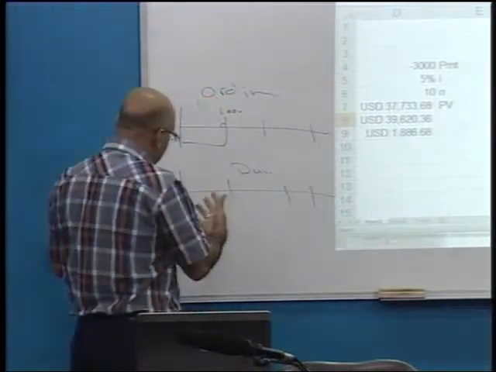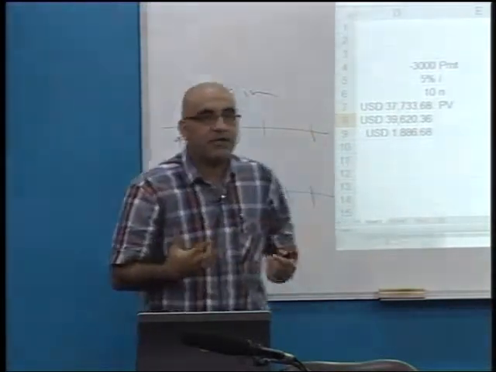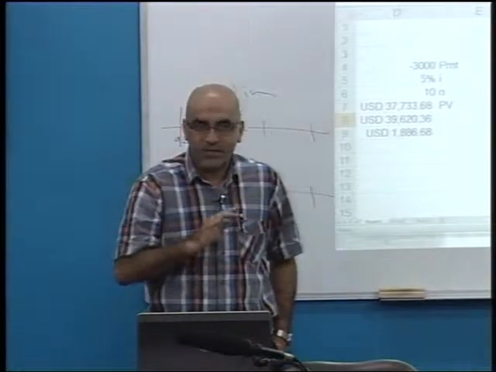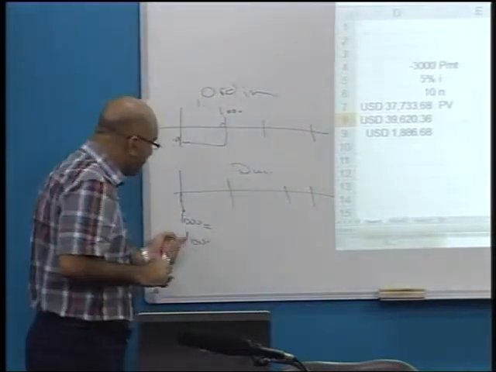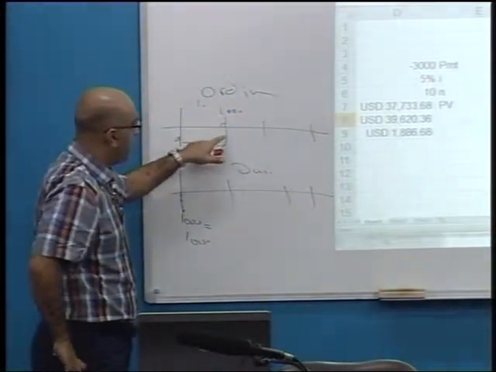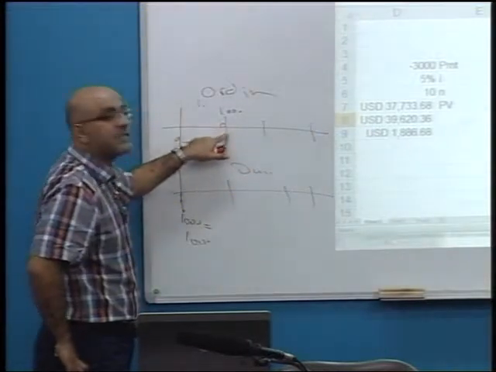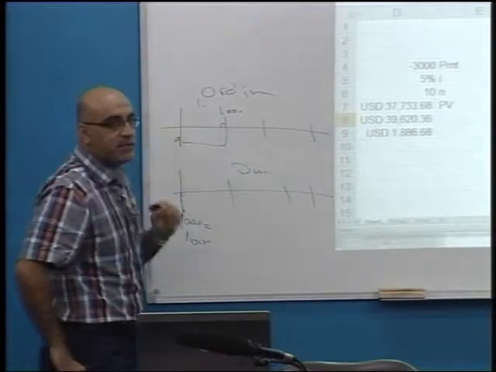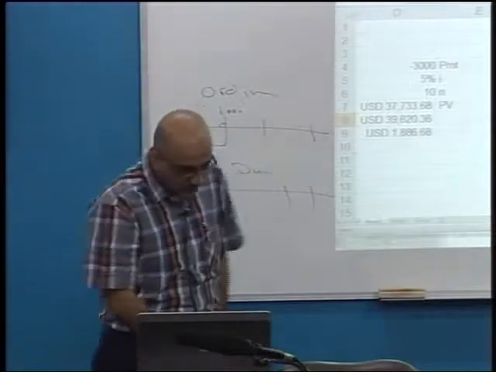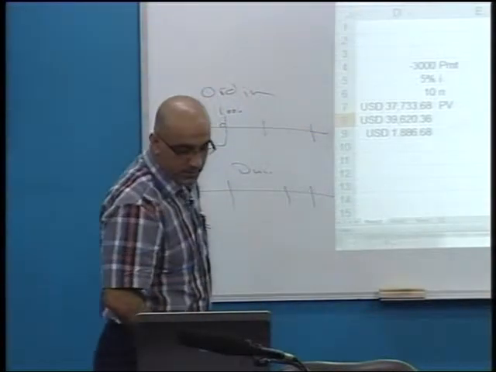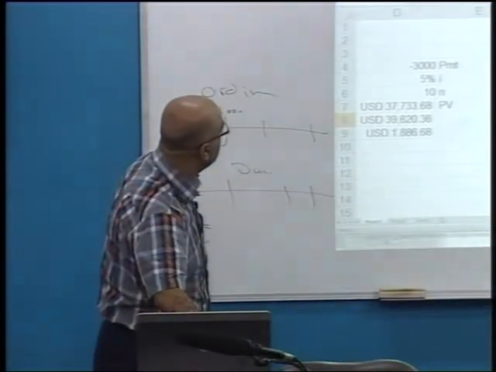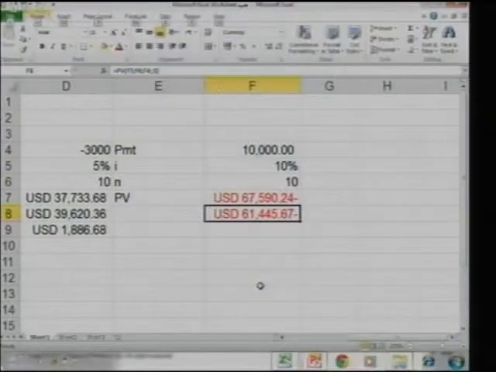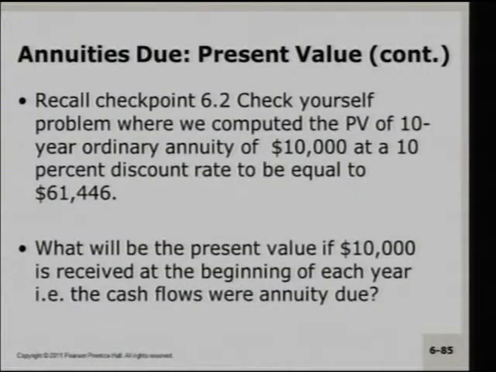It means, in other words, we save 1 year from the discounting. We are not discounting 1 year. 1,000 is 1,000, but in the ordinary annuity, the first payment is discounted. This is why the present value of the annuity due is greater than the present value of the ordinary annuity.